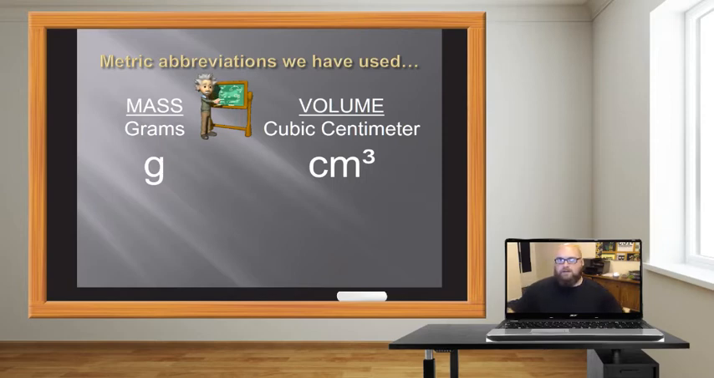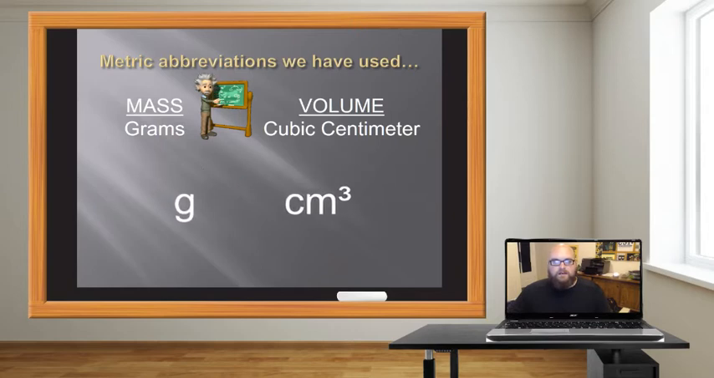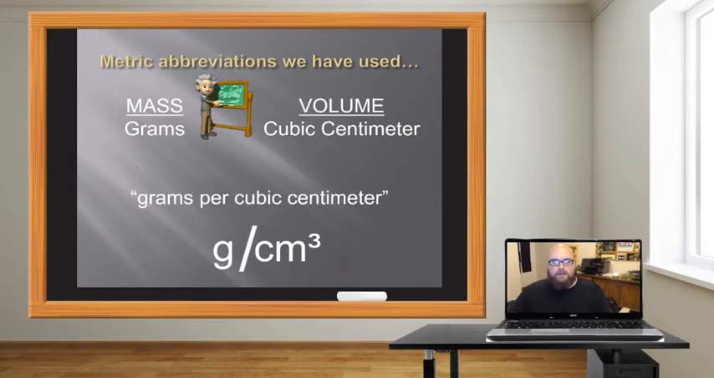Okay, so let's talk about those units just a little bit more. Please excuse the dogs in the background. The metric abbreviations that we use for mass and volume mainly are grams, which is g, and cubic centimeter, which is cm cubed. For density, we take those, put those together, and we call them grams per cubic centimeter.